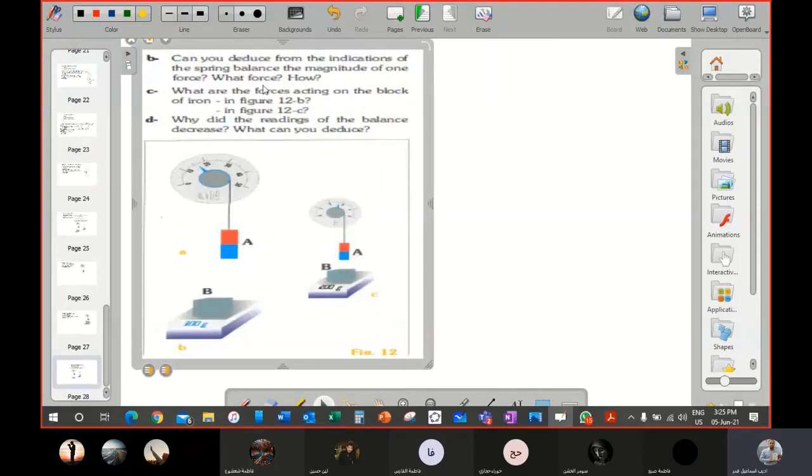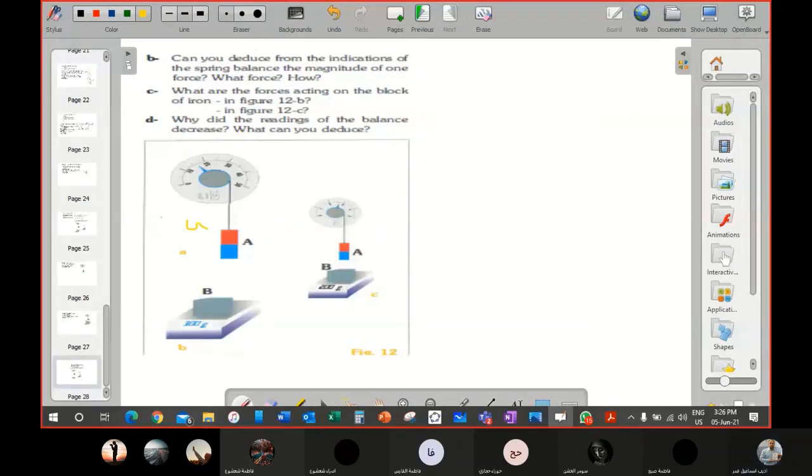Can you deduce from the indications of the spring balance the magnitude of one force? What force? Okay, in figure 12A, here the A in yellow. What is the indication of the spring balance? The spring balance reads what here? The weight. Correct. So here we write the weight, W. Okay. In the figure, gravitational force, the weight.